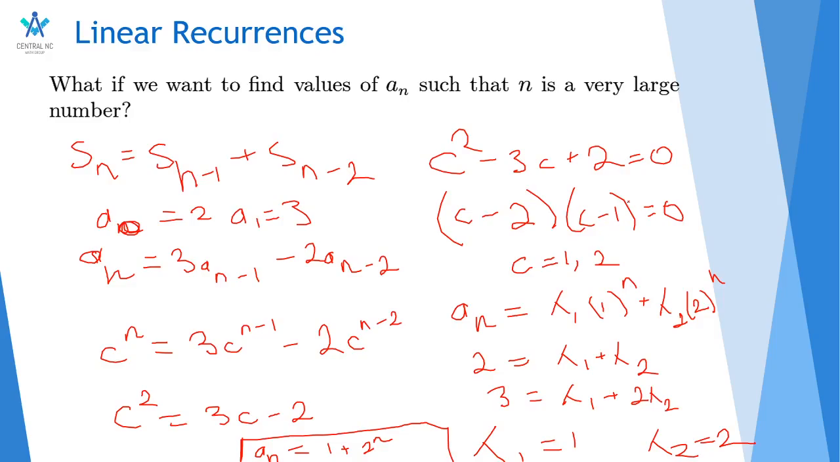So what if the quadratic ended up being c squared minus 4c plus 4? What's interesting is in this case, let's say the double root was 2, you'd actually write it as lambda 1 times 2 to the n, because that's your root anyways. And then to account for the double root, you have lambda 2 times n times 2 to the n. So that's the case of a double root.